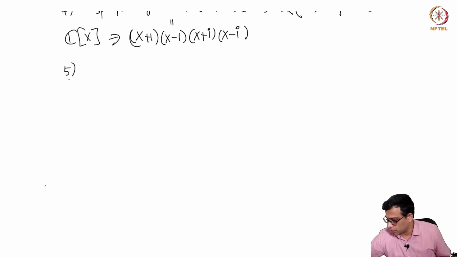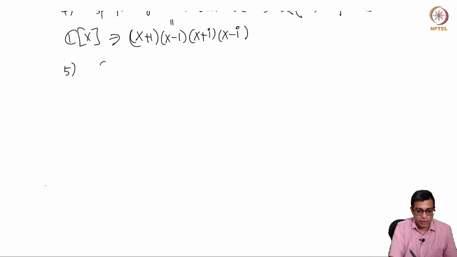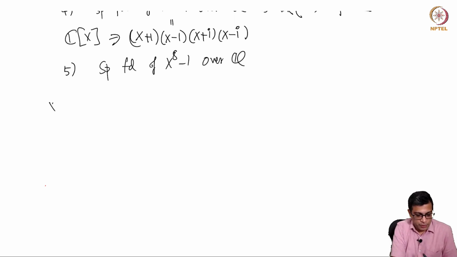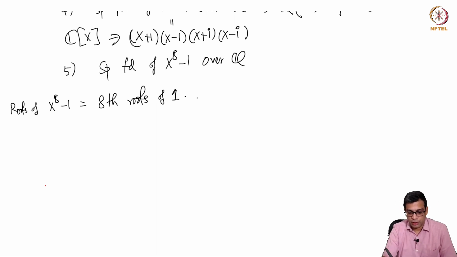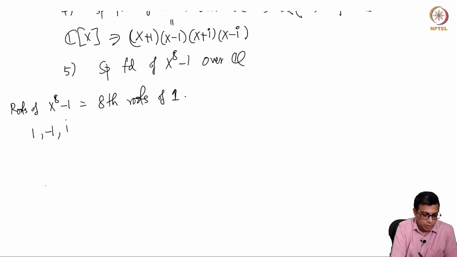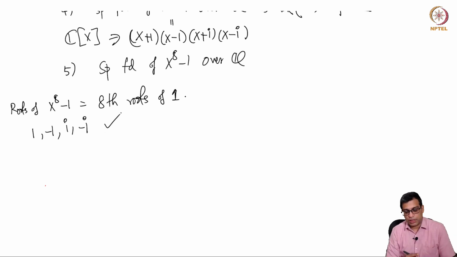And finally, I'll do one example. This requires a bit more thinking. What is the splitting field of x to the 8 minus 1 over Q? So here x to the 8 minus 1 splits, these roots are 8th roots of 1. Okay, so clearly 1, minus 1, i, minus i will be there, right? But there are more, and this is some complex number.